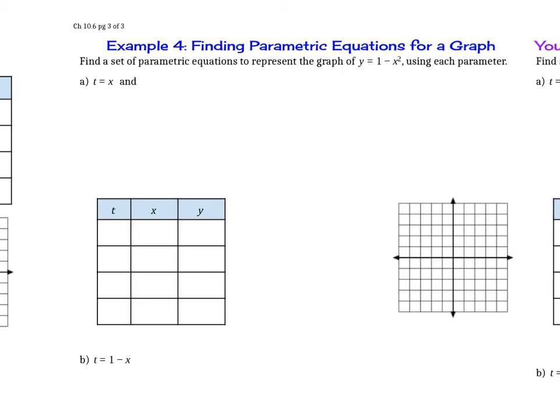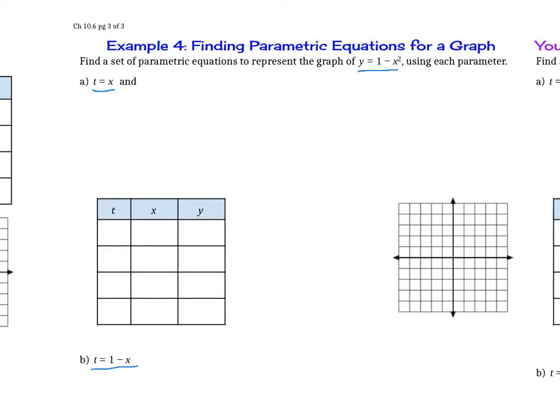We're going to find parametric equations for a graph. There's two parts to this, which you'll notice for the homework. We're given an equation, y equals 1 minus x squared, and we're going to use each parameter. So we have t equals x, and we also have t equals 1 minus x.